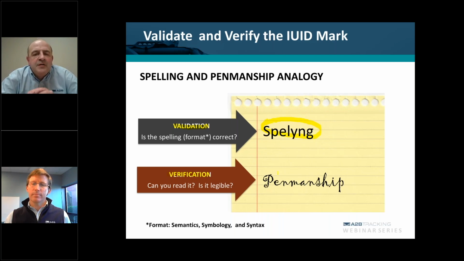So the tool that's used to identify both of these requirements, validation and verification, is the verifier. Very, very important process to get you to compliance. It's more than just printing the label. The verifier is the tool that gets you past the validation and verification process.